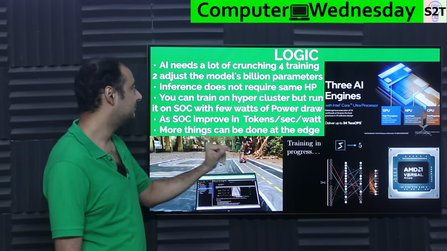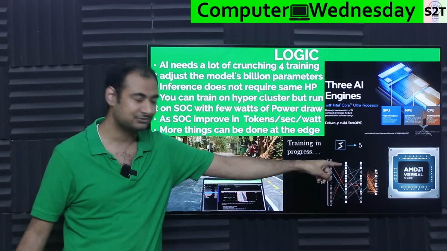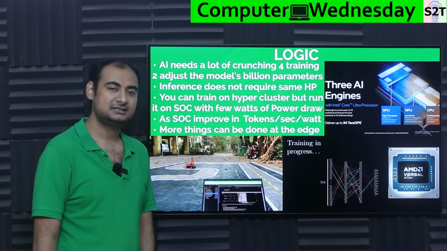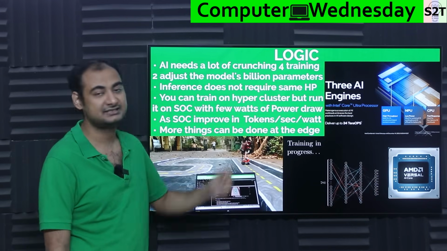But the moment you are going into inference, basically you made the brain, now you copy paste it into a system, silicon, it's surprisingly efficient. Why? Because it's working in inference mode. Inference does not require the same horsepower.